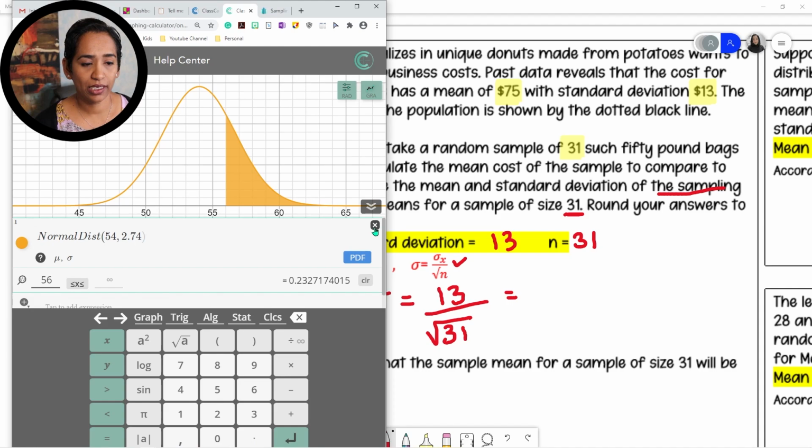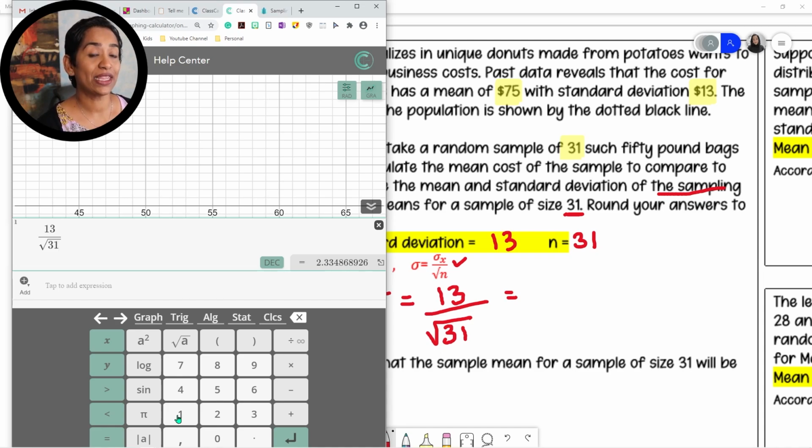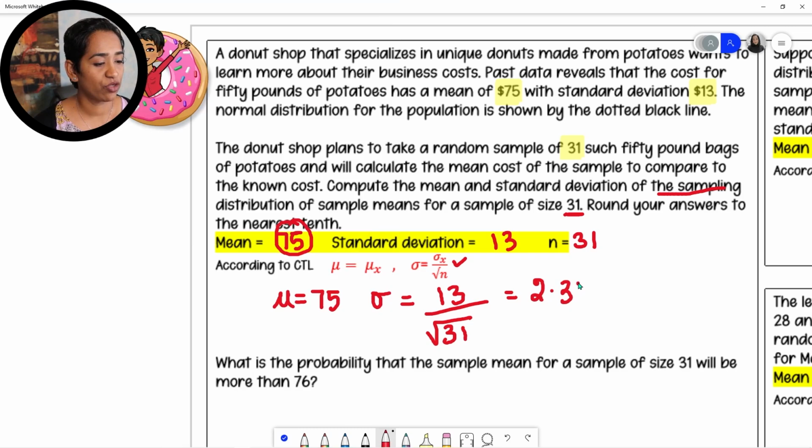Okay, so I'm going to clear this. And 13 divided by square root of 31. So my standard deviation is 2.33. Now that is not what they asked me. There is one more step to it.